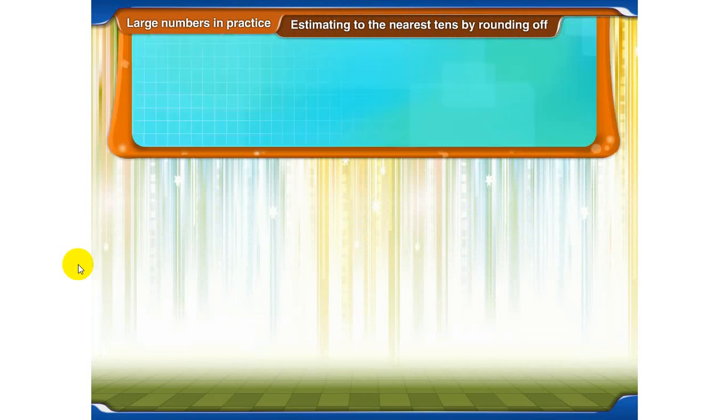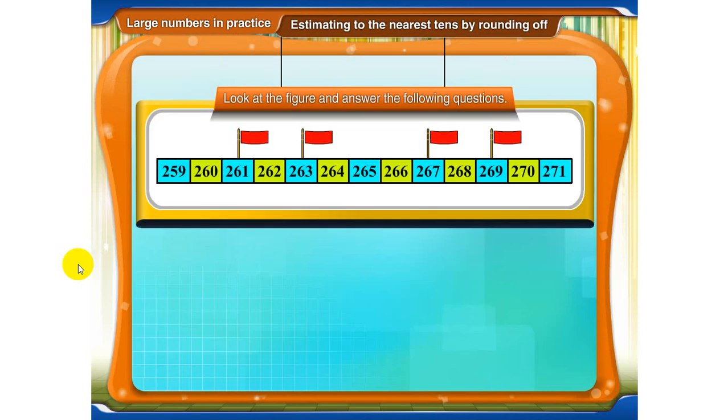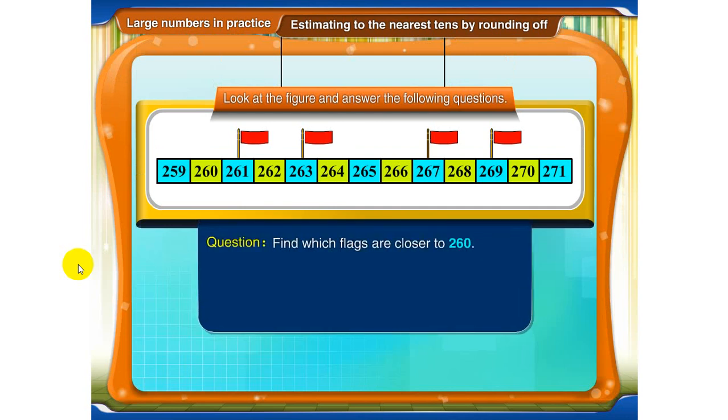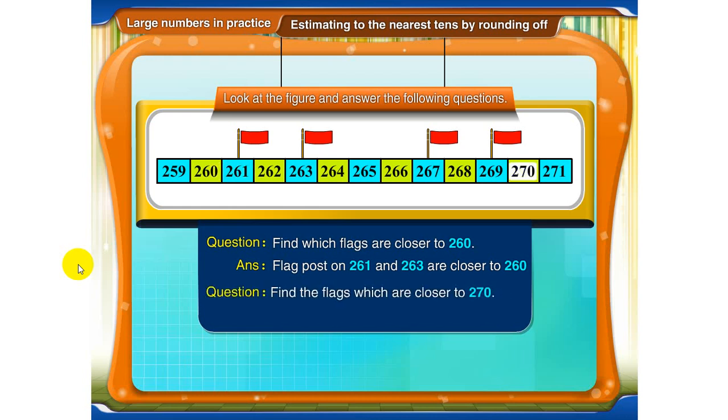Estimating to the nearest tens by rounding off. Look at the figure and answer the following questions. A. Find which flags are closer to 260. Answer. Flag posts 261 and 263 are closer to 260. B. Find the flags which are closer to 270. Answer. Flag posts 267 and 269 are closer to 270.